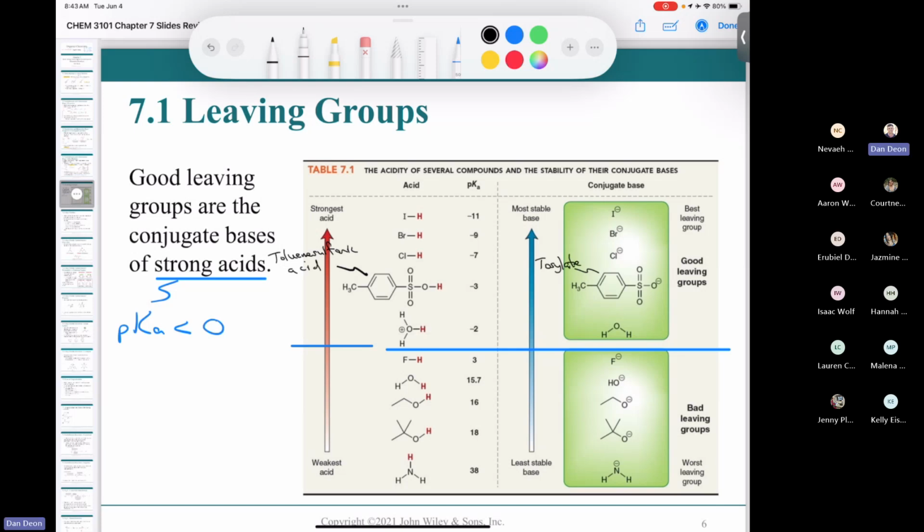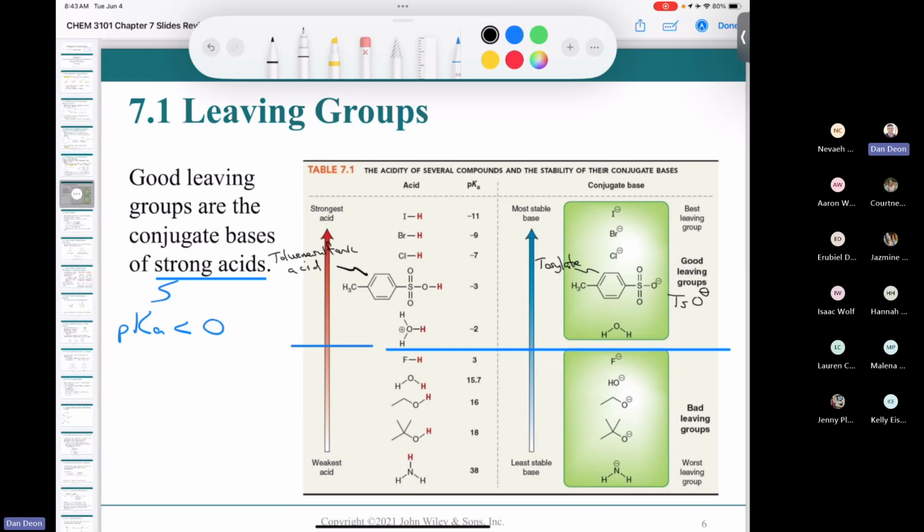A tosylate is the conjugate base of toluene sulfonic acid, which is a strong acid. It has a pKa of -3. And so a tosylate is a good leaving group. Don't worry, you don't have to draw this whole thing every time. Usually we just write OTs, and we call that the tosylate.